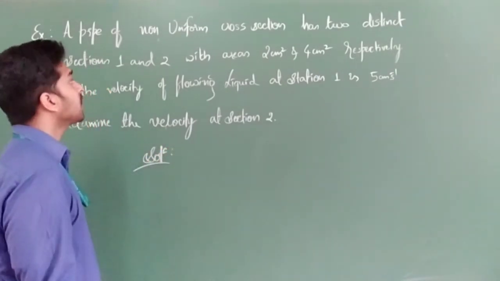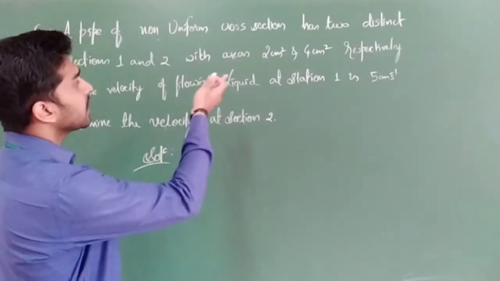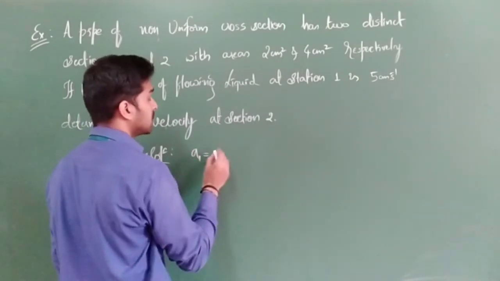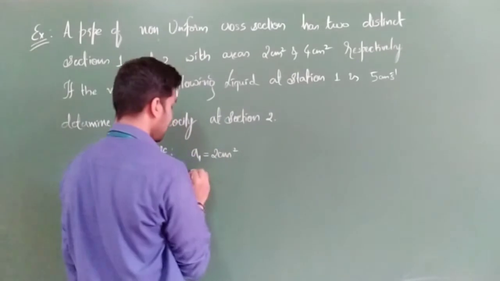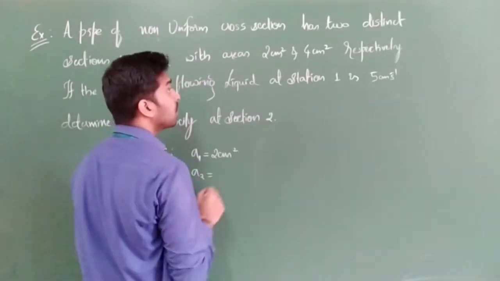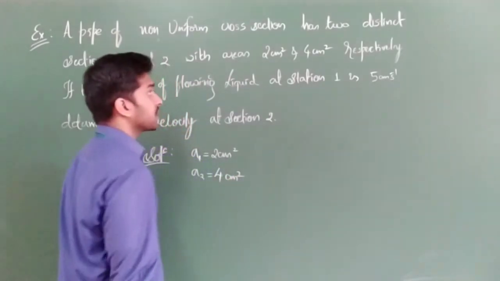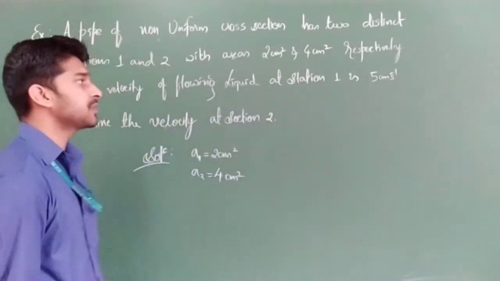First of all, try to write the given quantities. Station 1, station 2 with areas. The two areas that are given: A1 is 2 centimeter square, A2 is 4 centimeter square, respectively. Clear?